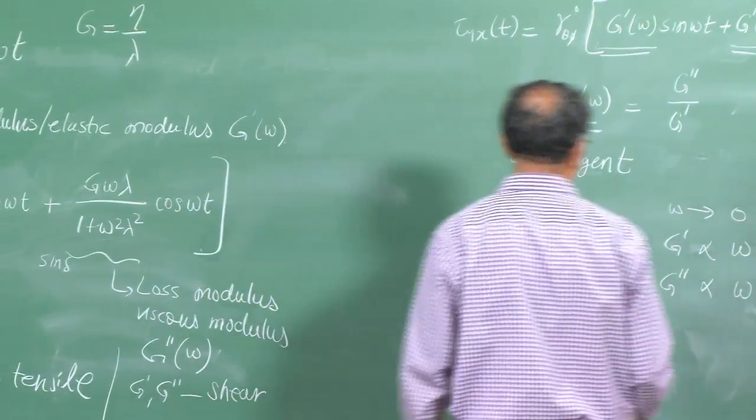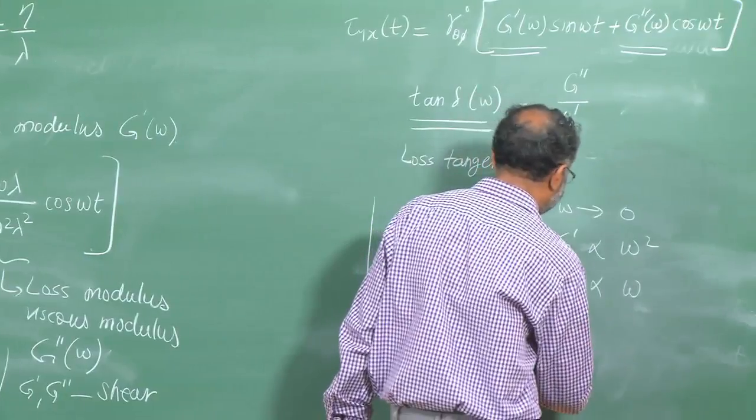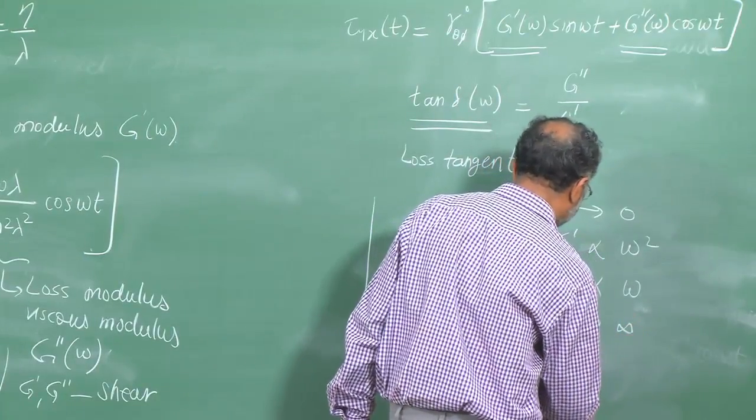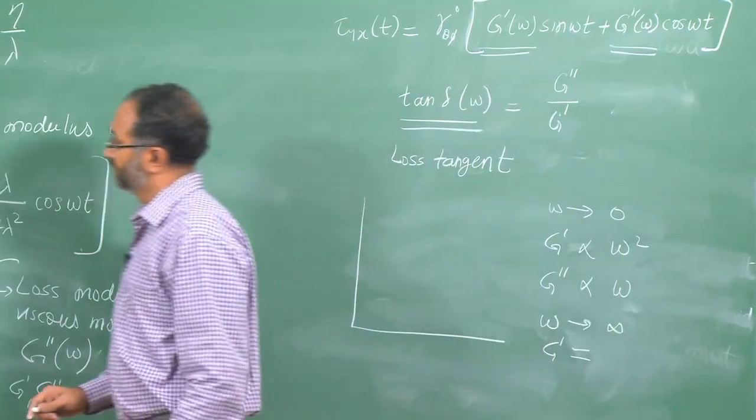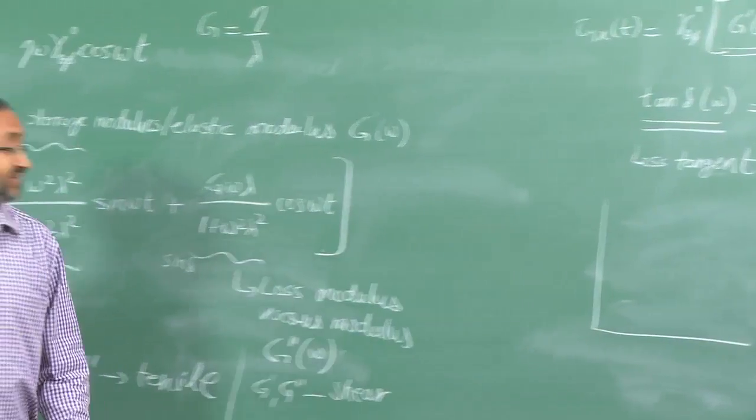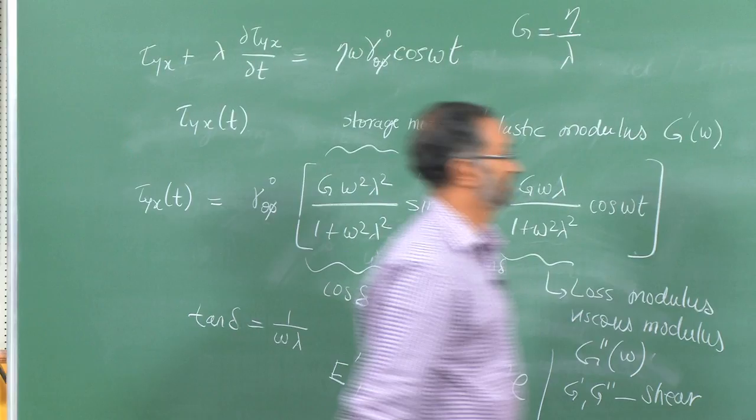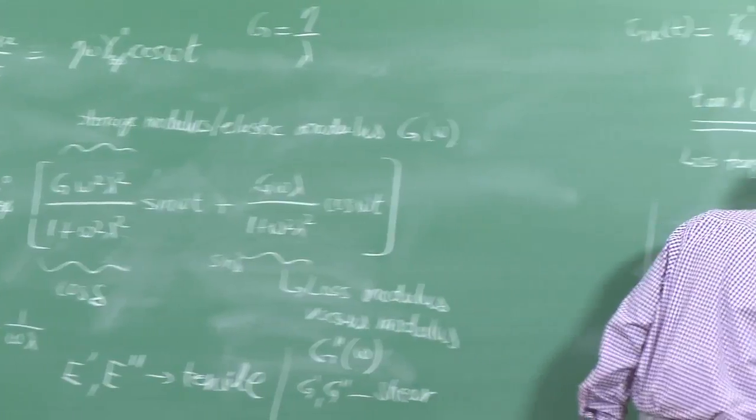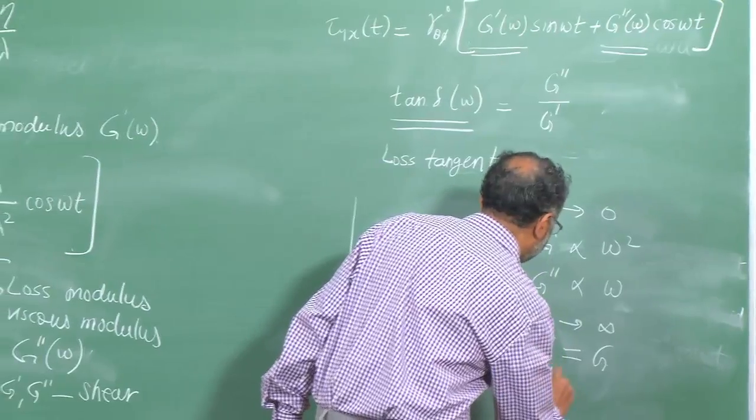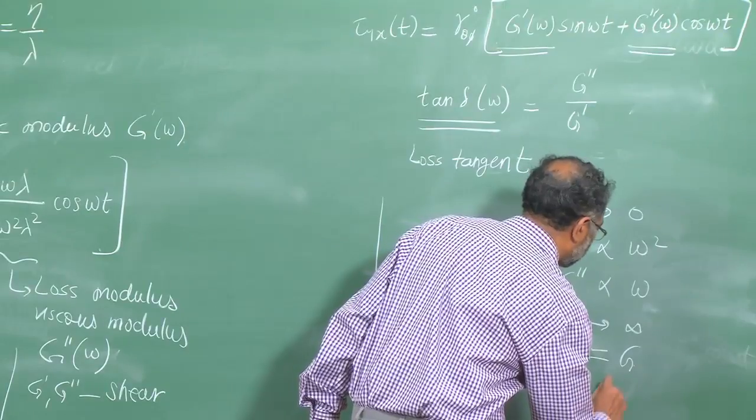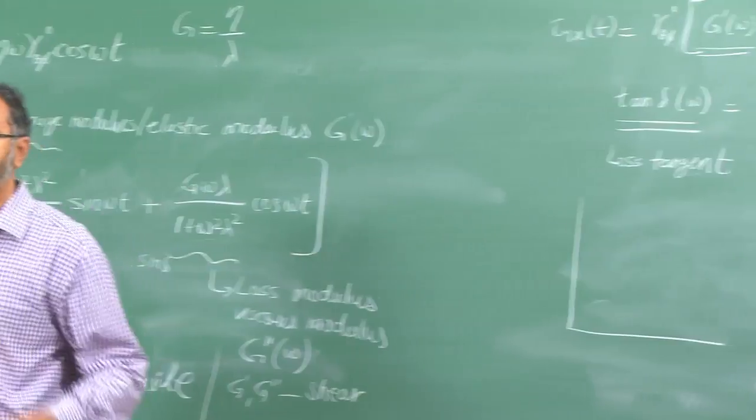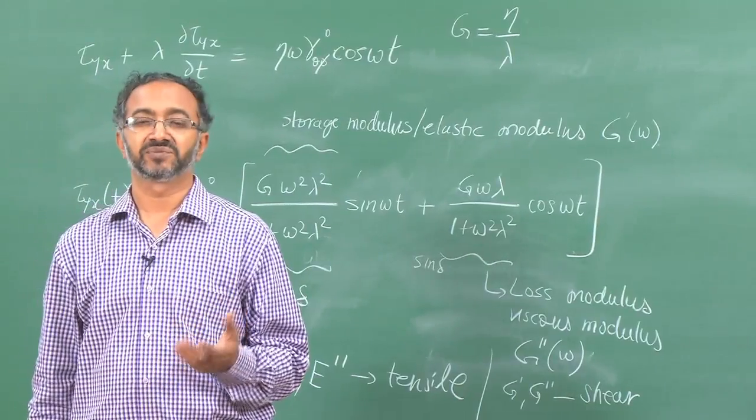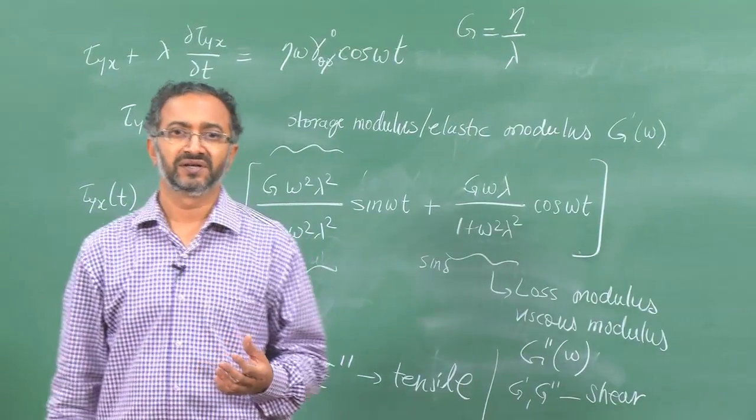Now, if you go to the higher frequency on the other hand, then what happens to G prime? If omega is very large, then you can ignore 1 and therefore G prime becomes constant, and G double prime is inversely proportional to omega, right. So, this is the terminal response. Does it make sense from what we discussed in terms of fluid-like and solid-like response?